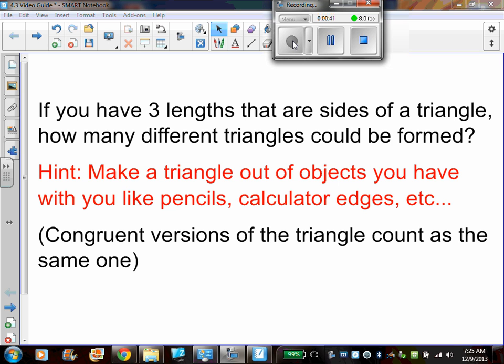And I want you to make as many different triangles as you can. Just remember, with congruency, if you orient the triangle differently, it's still the same triangle. But how many different ones can you make? That's what I want you to look for. So pause this if you need to. See what you can come up with.